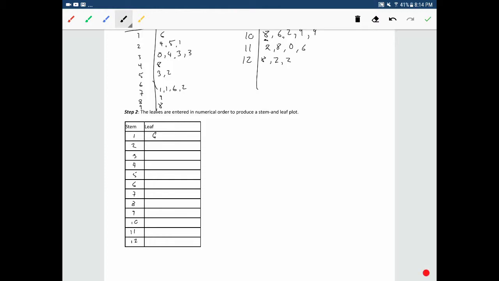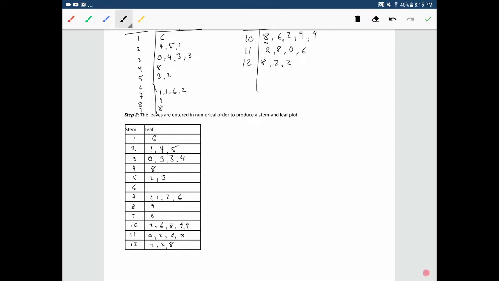For the stem of 2, we had 4, 5, and 1. So you're just going to write them in order: 1, 4, 5. For 3, we had 0, 4, 3, 3, 0. Where you have two 3s, you just write it twice: 0, 3, 3, 4. And that's it. You just continue, and there we go. There's our stem and leaf plot. It's just an interesting way to organize our numbers.